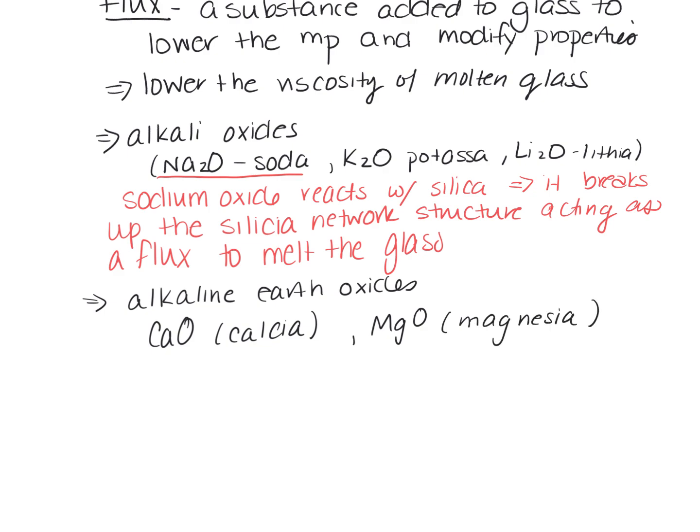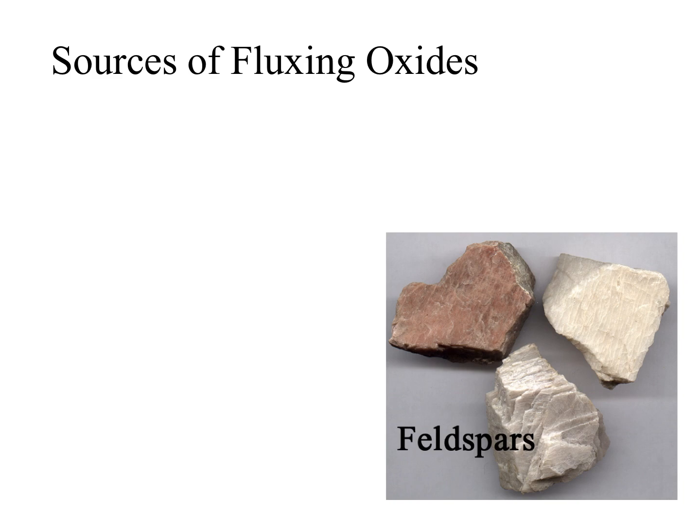All right. And every so often you get some others, like lead oxide. So if you've heard of lead glass, that's what a lot of times is used as a flux, or zinc oxide. And so maybe the burning question in your heart is, well, where do all of these fluxes come from, right? Where do we find the soda and the potassium and the lithium to mix in with our silica dioxide? Well, the sources of fluxing oxides are aluminosilicate rocks and minerals that are called feldspars.